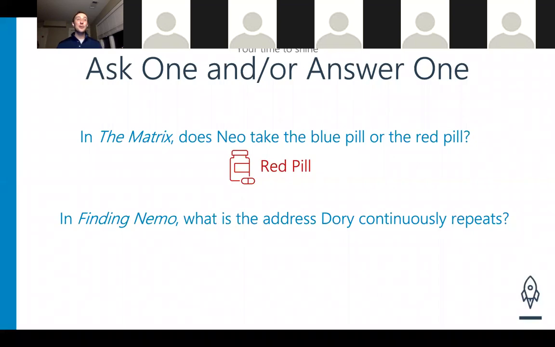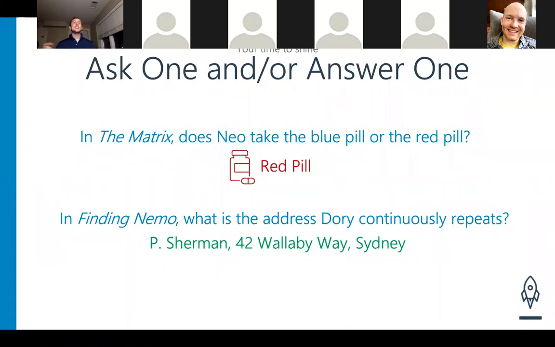In that case, speaking of mental breaks, in Finding Nemo, what address does Dory continuously repeat? P. Sherman. It's like 14 something. 42 Wallaby Way. Yeah. Wallaby Way up the street. Sydney. I like it. We got all the parts here. So small thing on this one. If anyone's ever played Jackbox Trivia Murder Party, I won the game on this question, so I had to put it in here. I was so happy. So yes, it is P. Sherman, 42 Wallaby Way, Sydney. That game has gotten me through quarantine. Oh, same here. I have invested lots of money in all of their boxes.